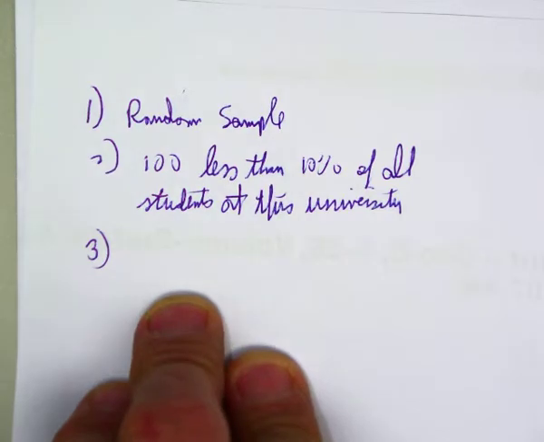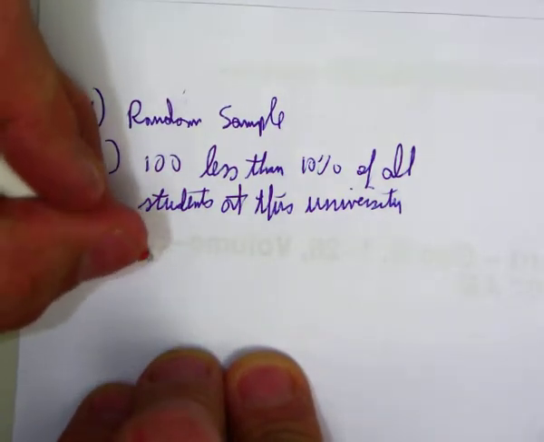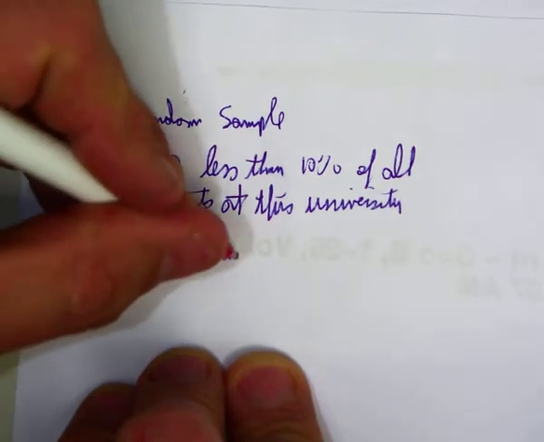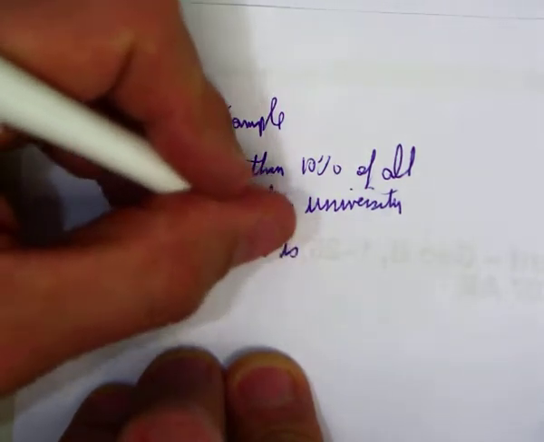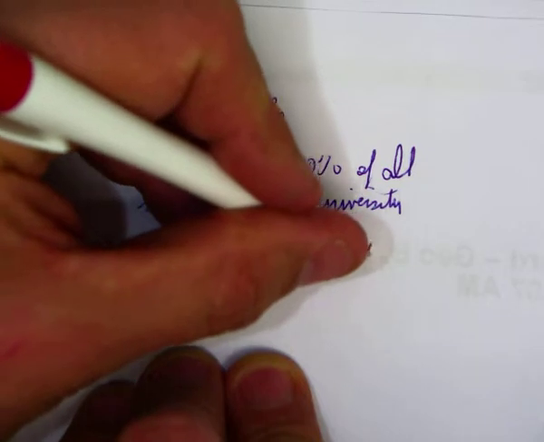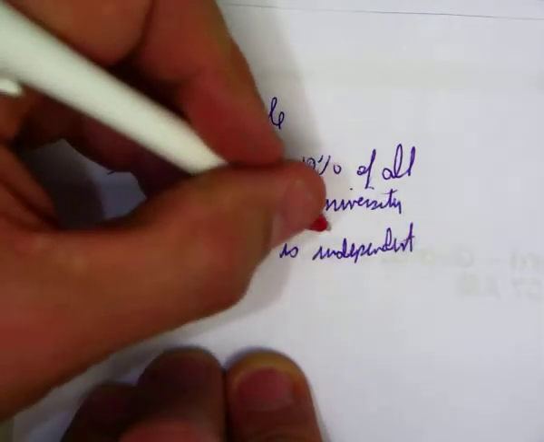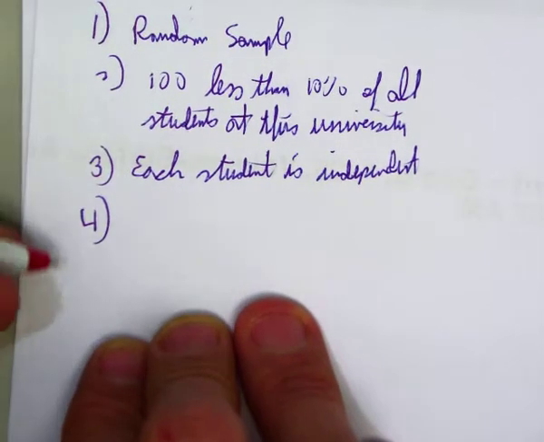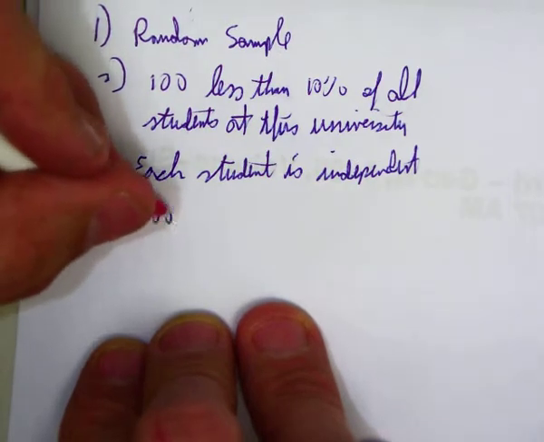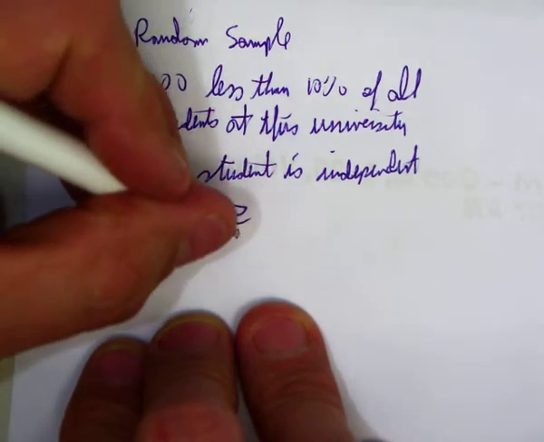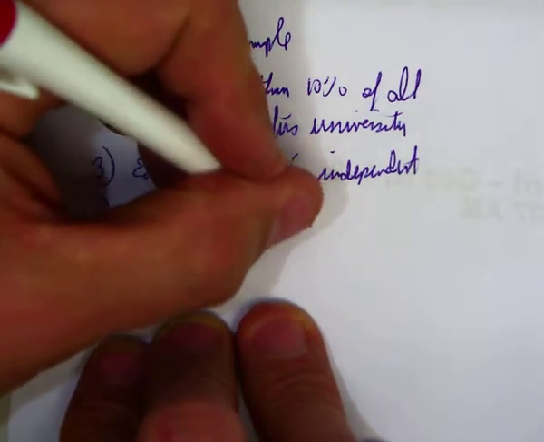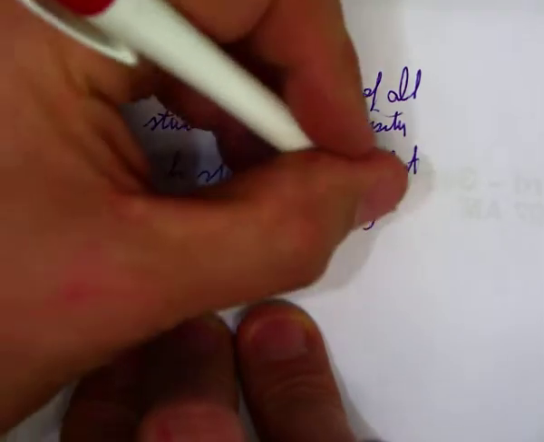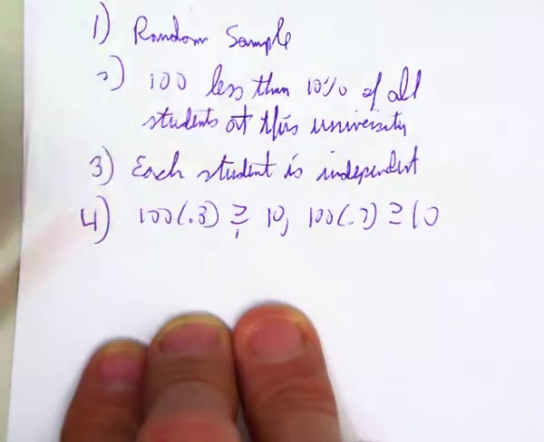Number three is independence, so each student is independent. And number four is success/failure. So 100 times 0.3, that's np, is at least 10, and 100 times 0.7, that's nq, is at least 10.